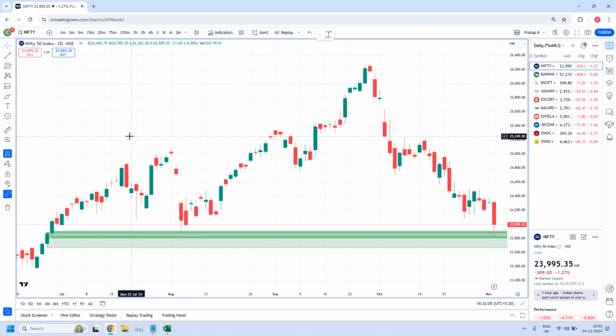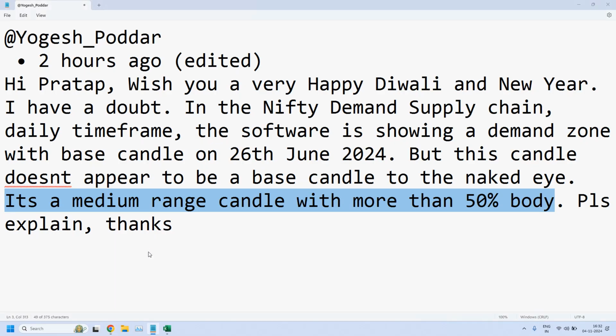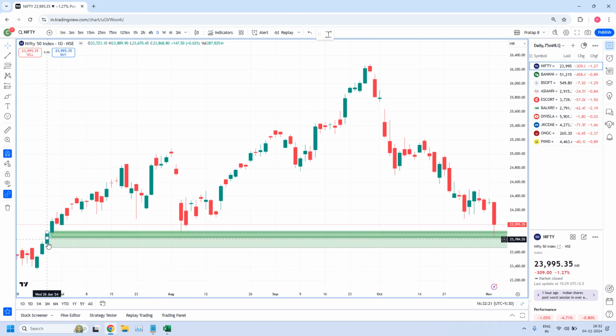How is it possible? The software identified a zone that is against the rules you learned in our course, but that zone is working very well. How is it possible? That's why he is surprised. That is the reason why he asked. Yes, what kind of candle is it? It is not a base candle. But is it a leg candle? This medium size candle does not have a 75% body, so it is not a medium size leg candle. It also does not have a less than 50% body. That's why it is also not a base candle.